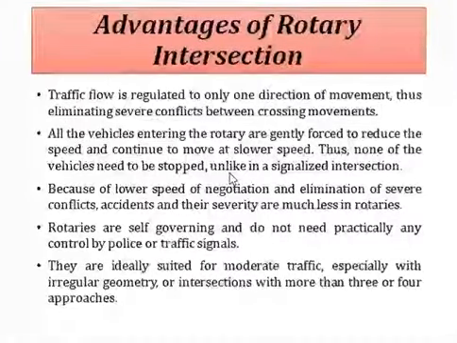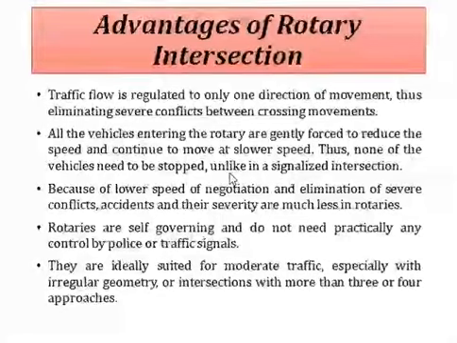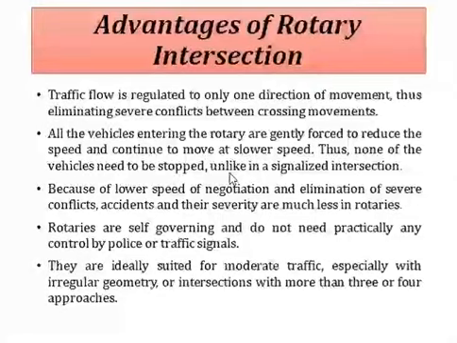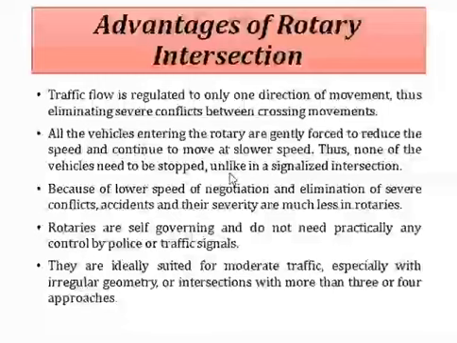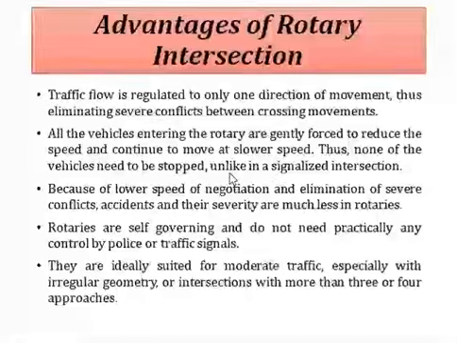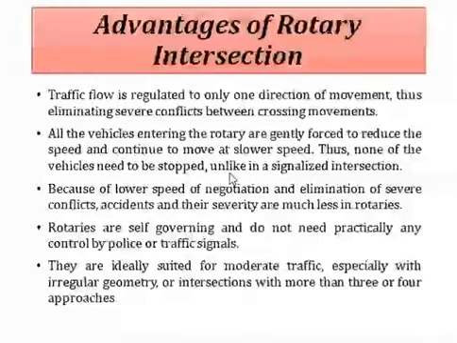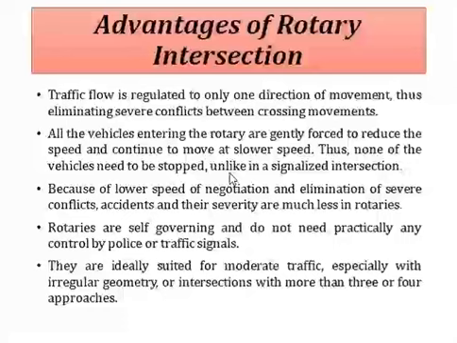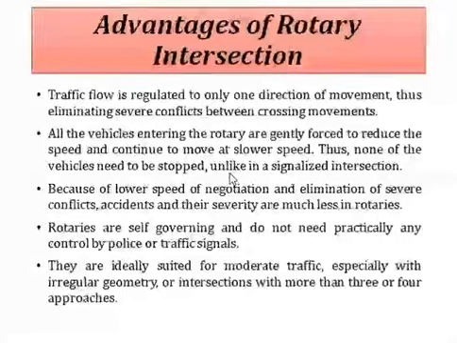There are many advantages of rotary intersection. I'll discuss them one by one. First, traffic flow is regulated to only one direction of movement, thus eliminating severe conflict points between crossing movements. Conflict points are those points at which there is a possibility of an accident or collision, so the conflict points are reduced. I'll show in the next slide how the conflict points are reduced.